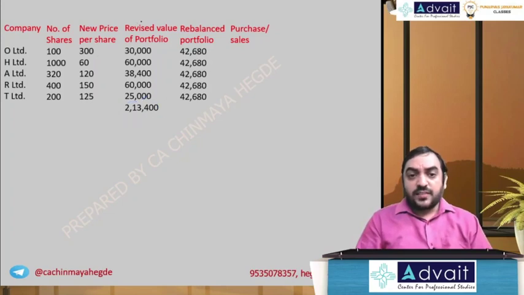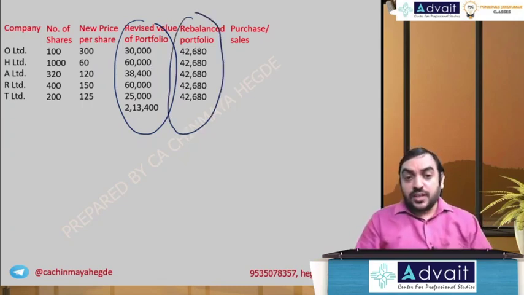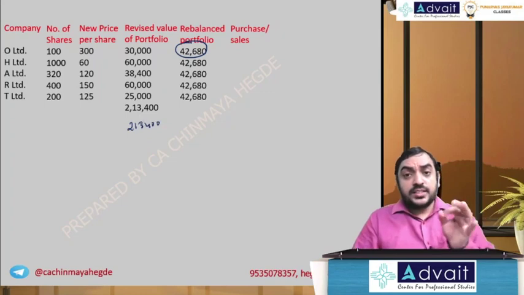So this revised value of portfolio is our current situation. But as per my objective, it should be as per this number. So if 30,000 should become 42,680, that means I need to purchase. If 60,000 should become 42,680, that means I need to sell. And how did I get 42,680? 2,13,400 in equal weights.